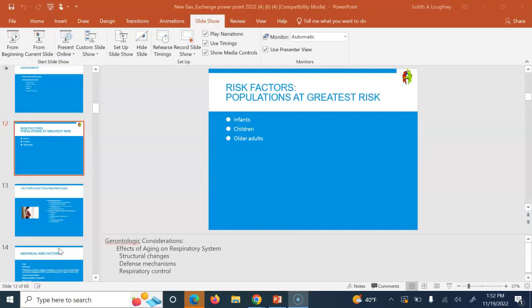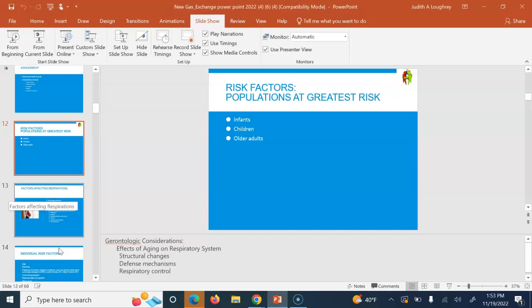So populations at risk are infants, children, and older adults. Infants and children, for the mere fact that their immune systems are developing. They're exposed to a lot of viruses and infections that they don't have immunity to. And also in infants, their system is still developing. In older adults, it's the effects of aging on their cilia, on their musculature, and on their immune system.